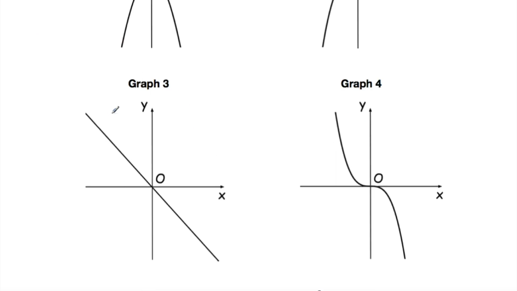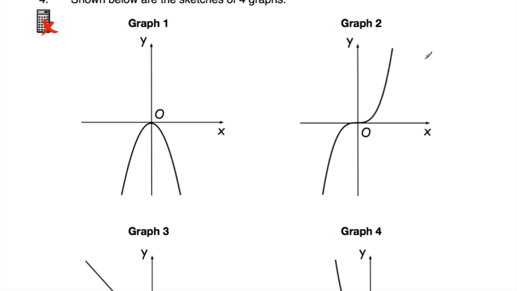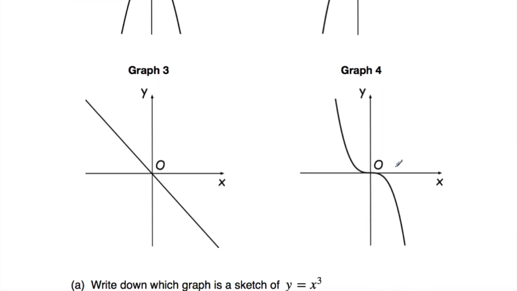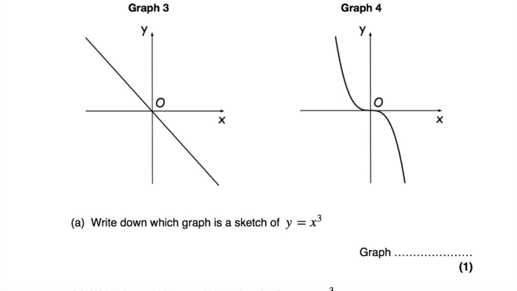Okay, then if we go down to graph 3, it's a straight line graph that passes through the origin, comes down with a negative gradient. And graph 4, that actually looks like the -x cubed graph. So if this is the x cubed graph, and we've looked at it earlier, this looks like the -x cubed graph because it's coming downwards instead of going upwards, okay? So let's have a look at it.